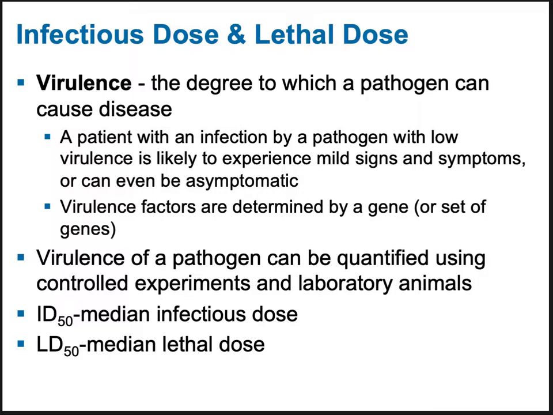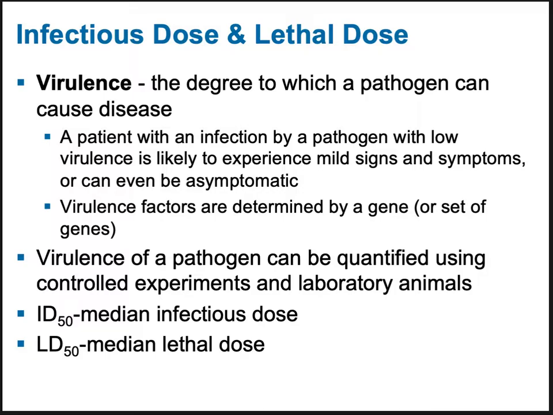When we talk about different characteristics of pathogens, we will typically see traits that increase virulence, like having a capsule, right? Having the ability to swarm, and we'll see more and more virulence factors that increase virulence as this class goes on. Virulence of a pathogen can be quantified using controlled experiments and laboratory animals.